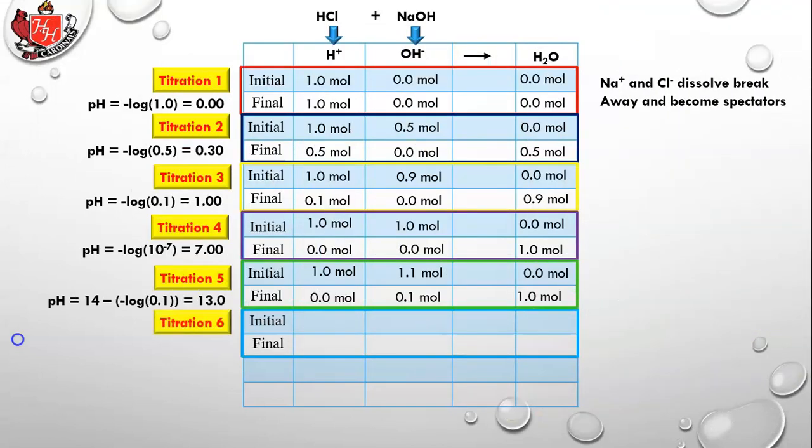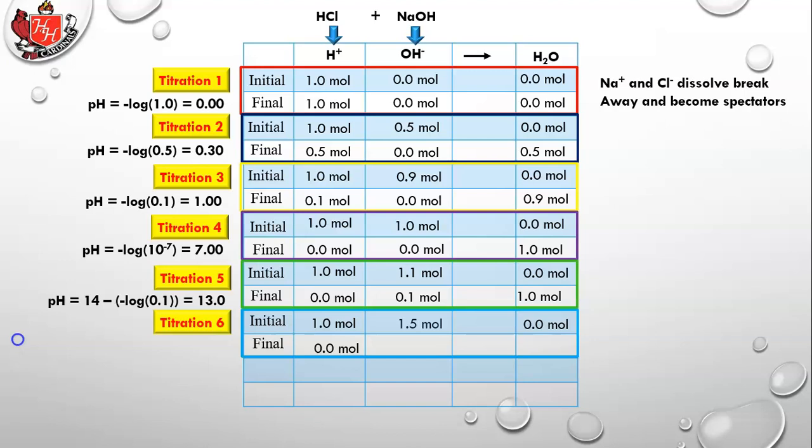Now titration number 6. Again, we're starting, as with all of them, with 1 mole of H+. Now we're going to go all the way up to 1.5 moles of OH minus. And as usual, we're starting with no moles of excess water. So now we've used up all of the H+ again.